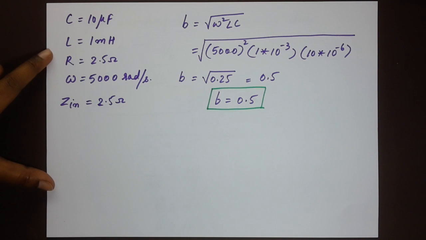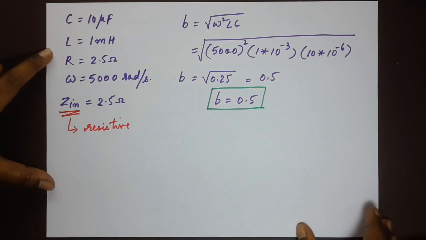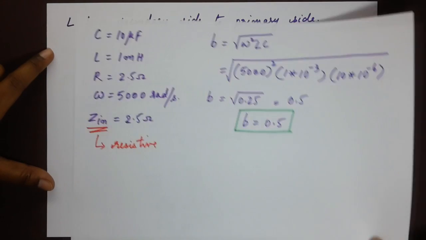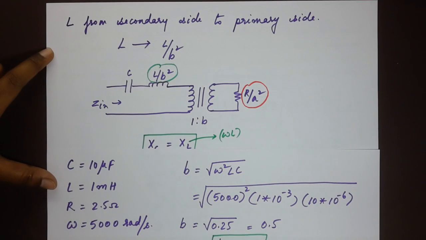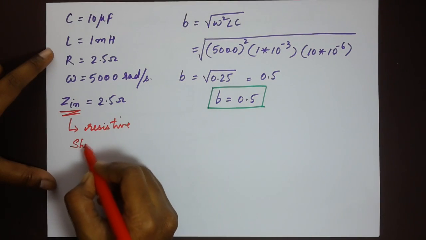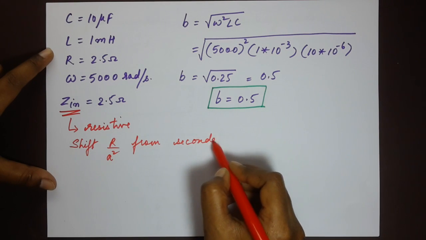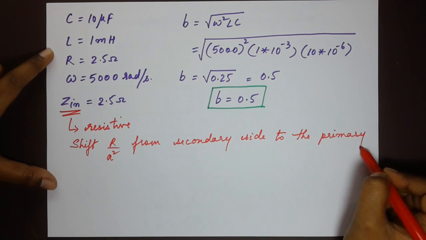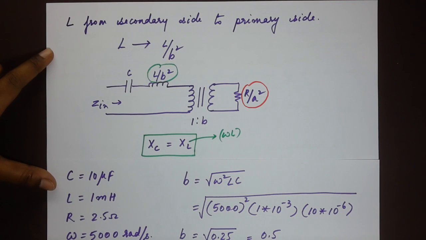Okay, so the question says that Z in is resistive. Now, if we look at the figure that we have drawn here, let's shift R by A square from the secondary to the primary to complete the equivalent circuit. Okay, let's do that now. Now we are going to shift R by A square from the secondary side to the primary side. Look at the figure. Now you know the ratio quite well.